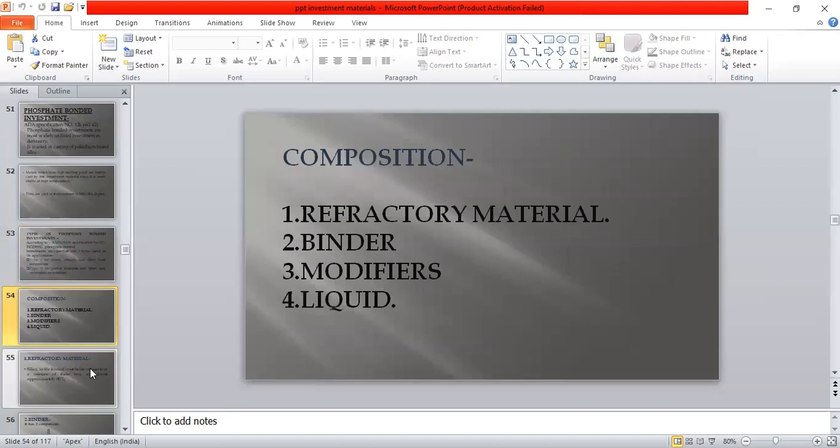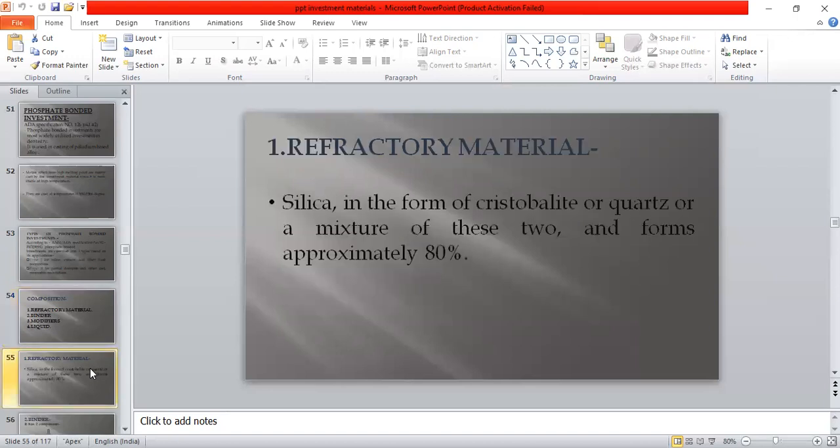Next comes their composition. So in composition, again, it is made up of refractory material, that is, we are using silica, then binders, modifiers, and liquid. So here, two types of binder we are using, phosphate ion and magnesium oxide ion. And next comes their modifiers. The modifier which we are using in phosphate bonded investment material is carbon. And the liquid which we are using is water or colloidal silica.